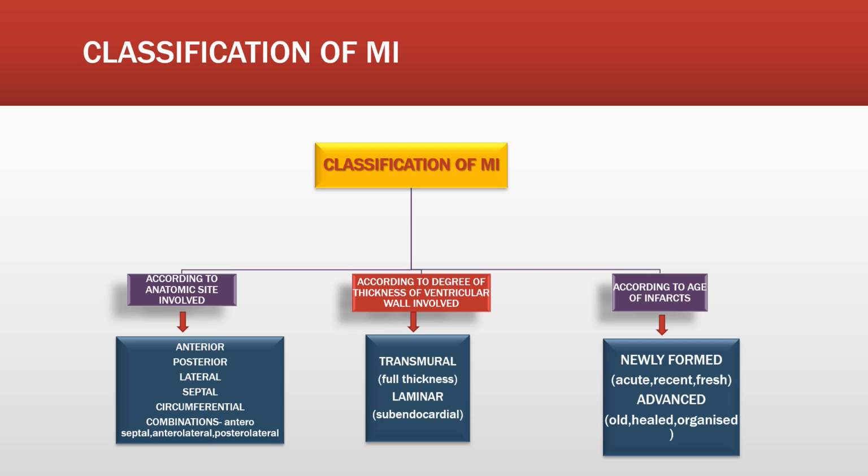According to age, if you see an ECG, you will listen, you will now go to your clinical areas and you will observe your physicians telling you, this is a recent one, this is an old one. Which means there are two types. One is newly formed and one is advanced. When you talk about newly formed, they are acute, fresh, recent ones. Advanced means that there had been an MI before and that has sustained, or it was treated, but you will still see changes in the ECG for some time. They are divided into old, healed, organized.